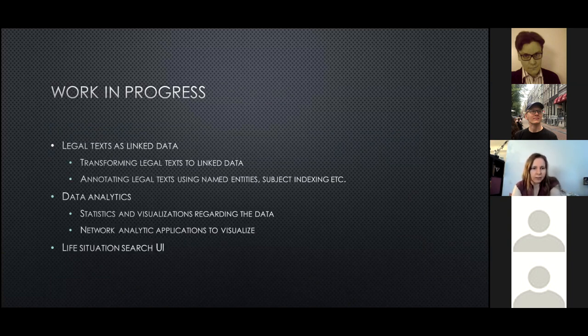Then what is going on right now that we are doing in addition to this? Well, we are planning to transform legal text that we have, the statutes and the case law, as linked data. Then we are planning to annotate them with named entities and subject indexing using the tools presented in an earlier presentation. Then we are planning to do some data analytics to see what sort of statistics and visualizations we can do with the data, and also if we can do some network analytic applications to visualize them. For example, to see what court decisions are referenced in different court decisions, or how different parts of a statute are referenced in a court decision. And then, as mentioned, the live situation search gets a user interface so that users can use it as a part of the Law Sampo portal.